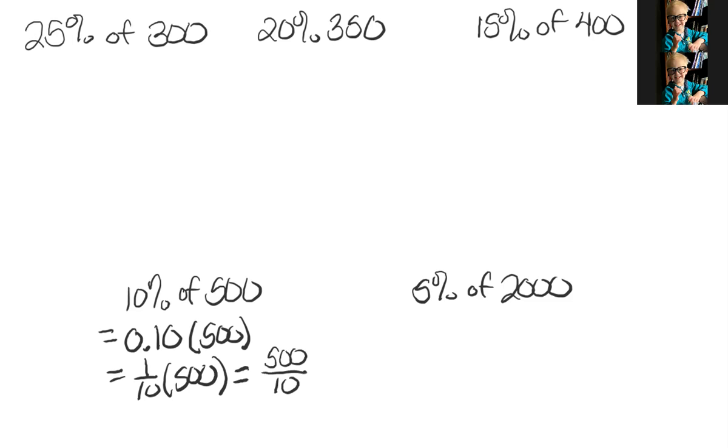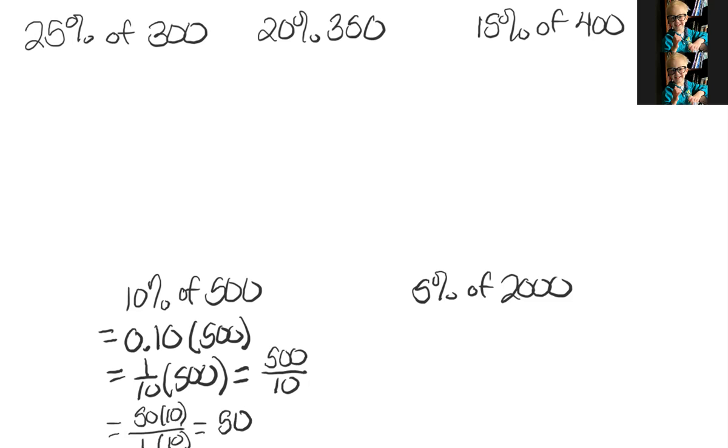500 divided by 10, and now we can see the 10 divides equally into 500. And so you can think about that as 50 times 10 over 1 times 10, and then the tens divide out, right? So then we're just left with 50 over 1, or 50.